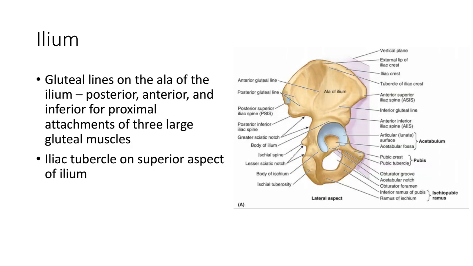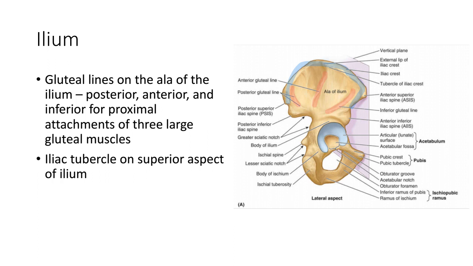The ala of the ilium is just this huge expanded area of the bone. And within this ala, there are these gluteal lines. So here you can see the posterior gluteal line. Here we have the anterior gluteal line, and then here you have the inferior gluteal line. So these are attachment sites for 3 large gluteal muscles.